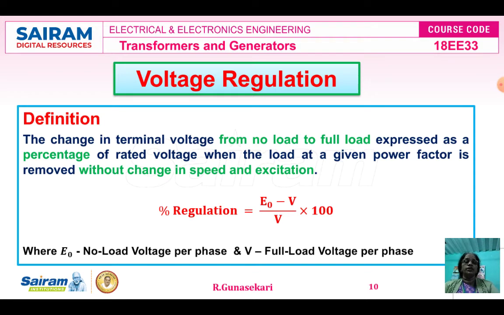In the regulation formula, E0 represents the no load voltage per phase or no load induced EMF per phase, and capital V represents the terminal voltage or full load voltage or rated voltage of the synchronous generator per phase. Now we study the significance of the voltage regulation.